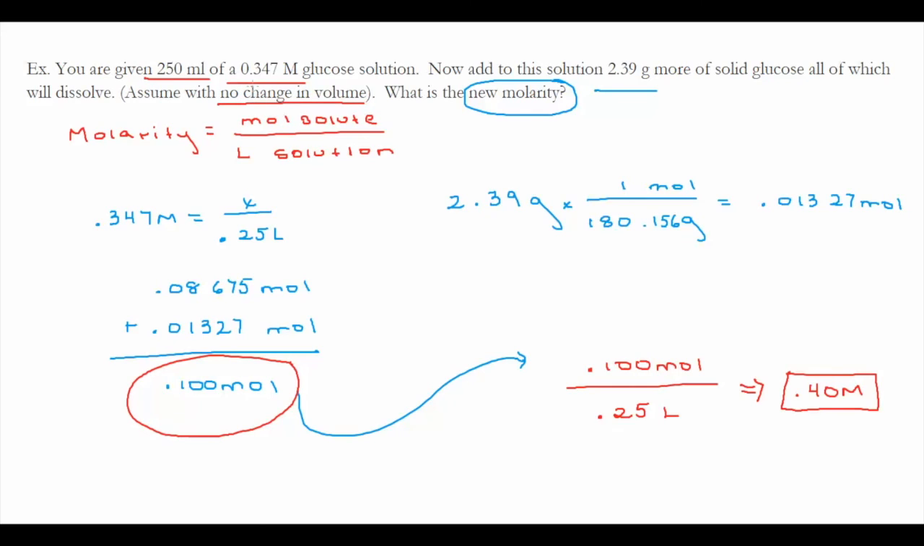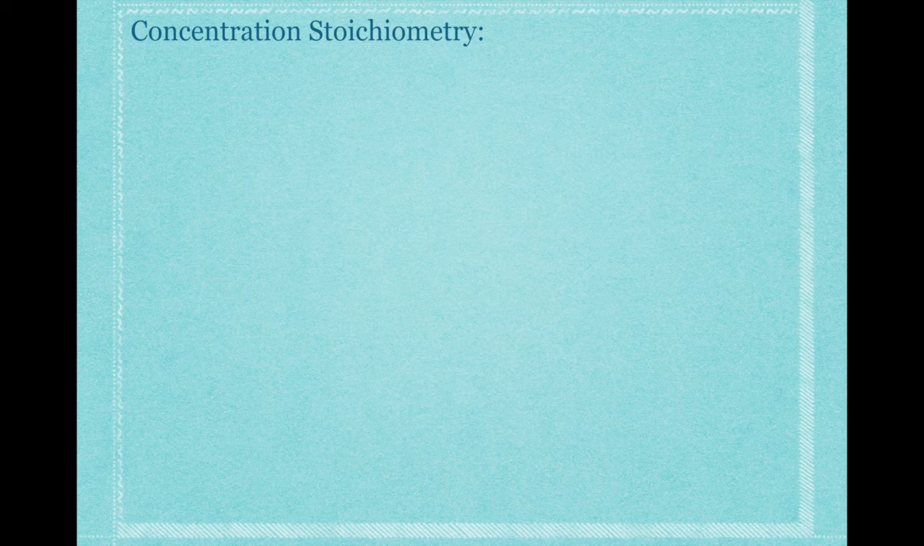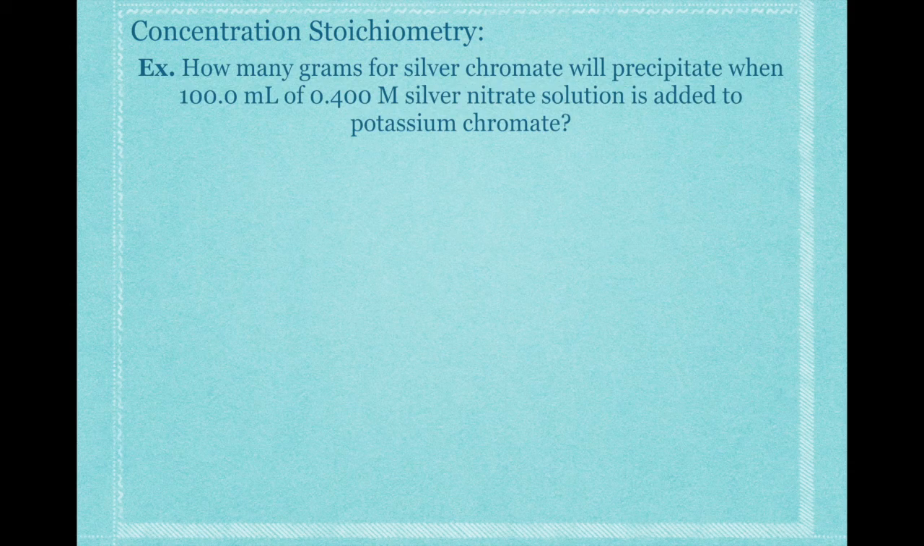Now that you've learned how to calculate concentration, we're going to incorporate concentration into solving stoichiometry problems. If you look at this problem, I tell you, you have 100 mils of a 0.400 molar solution of silver nitrate, and I want to know how many grams of silver chromate could precipitate in this reaction. You've got silver nitrate reacting with potassium chromate. Before I even get started, I've got to write out this reaction.